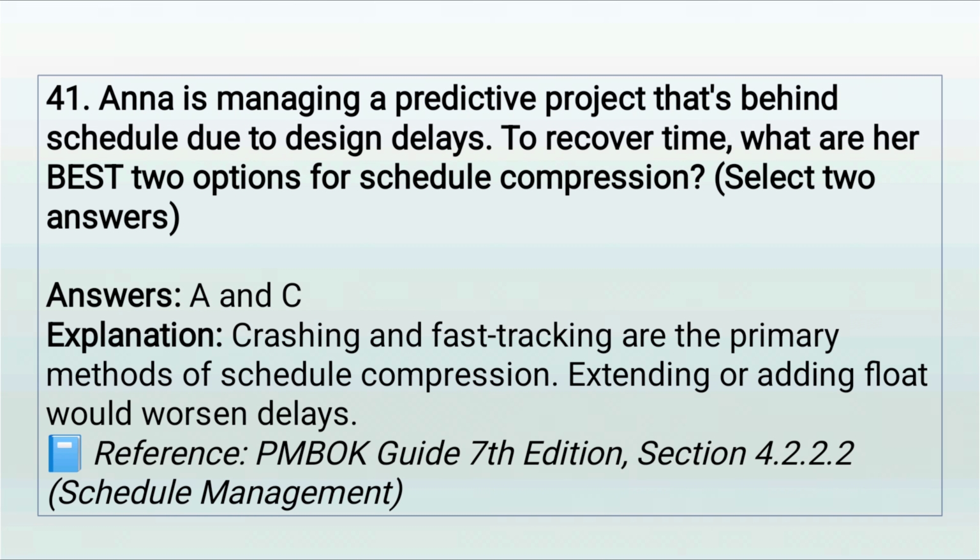Answers: A and C. Explanation: crashing and fast-tracking are the primary methods of schedule compression. Extending or adding float would worsen delays.